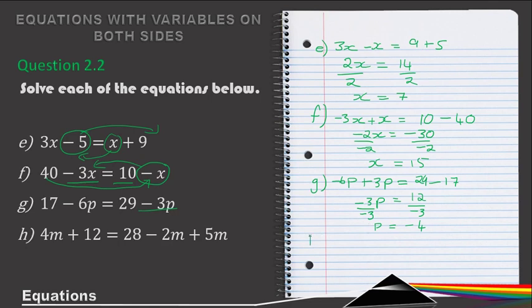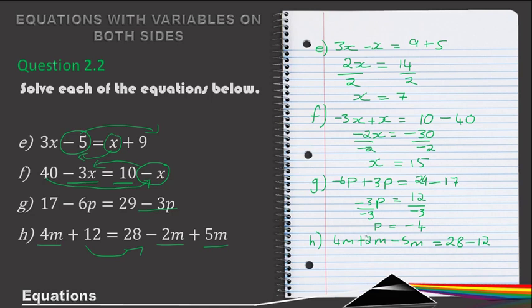And then finally for H, we have two m's over here, and one m that's already on the left-hand side. So this is going to be 4m. Bringing these two over, this is a negative 2m, so it becomes a positive 2m on this side. That's plus 5, which becomes minus 5m, equal to 28. Then this 12 comes to this side, and it becomes negative 12.